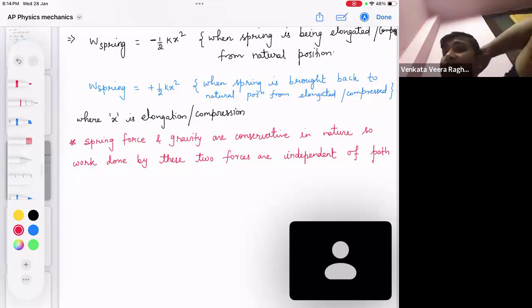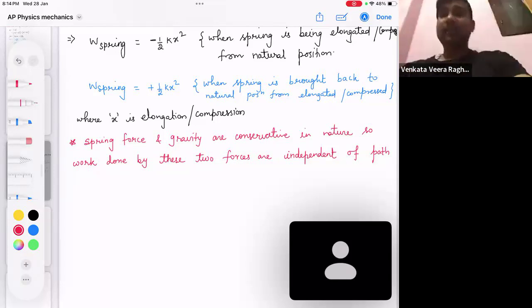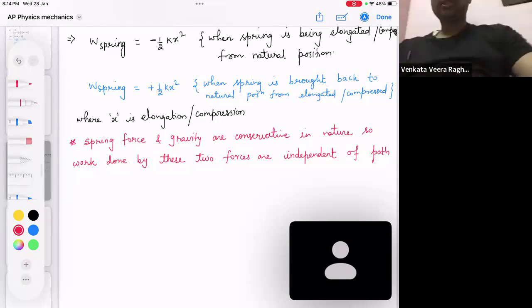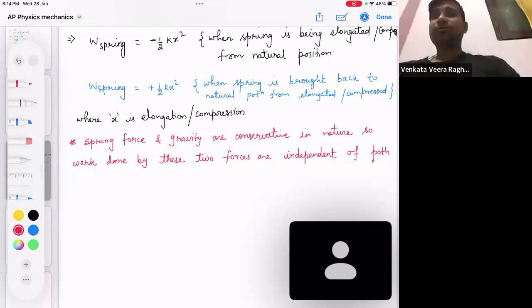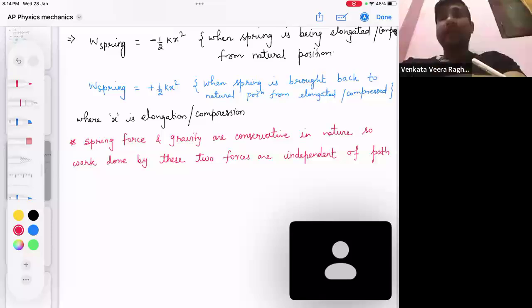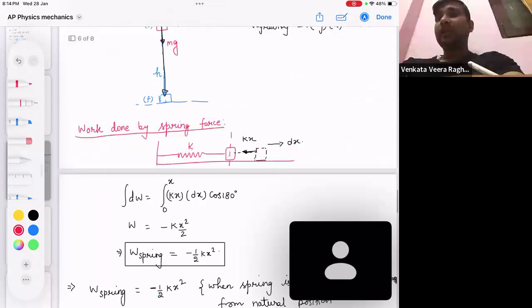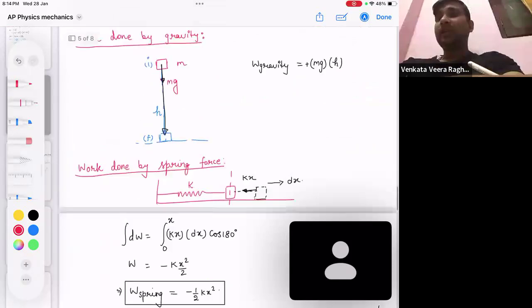That means the work done by a non-conservative force depends on force, displacement, and also on how the particle moved from one point to another point. It depends on that factor also. But gravity and spring force are conservative in nature, so these two forces' work done will remain independent of the path. Is that clear? So this is about the work done by two of the common forces, gravity and spring.